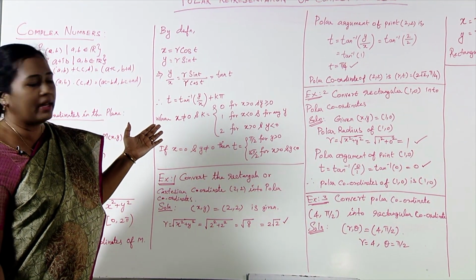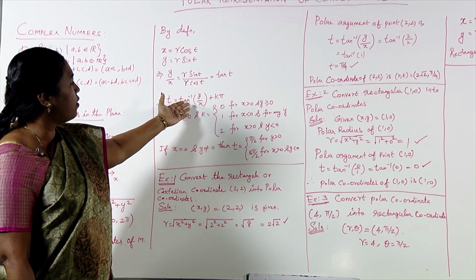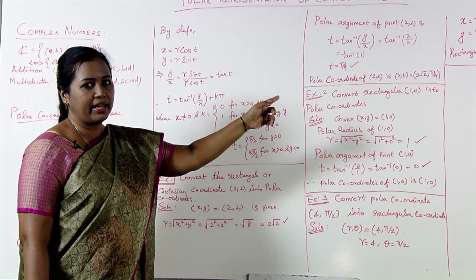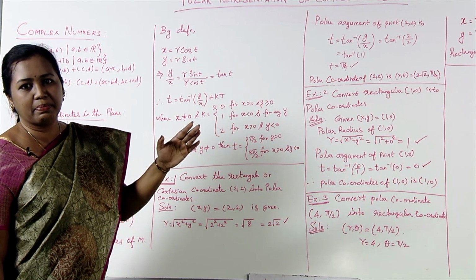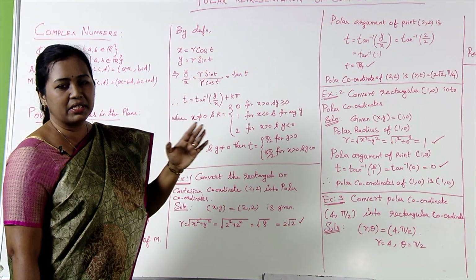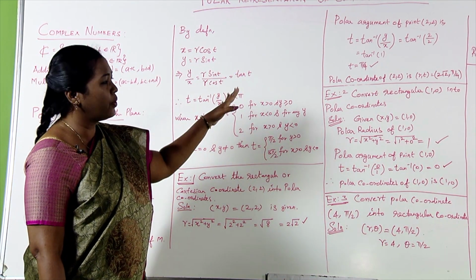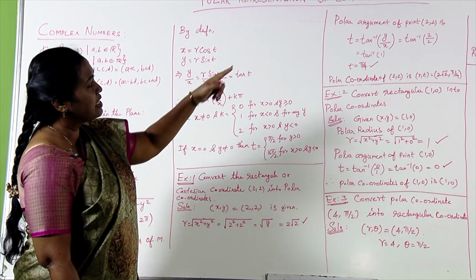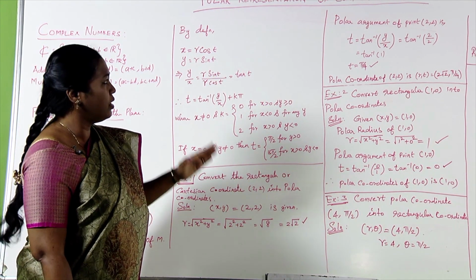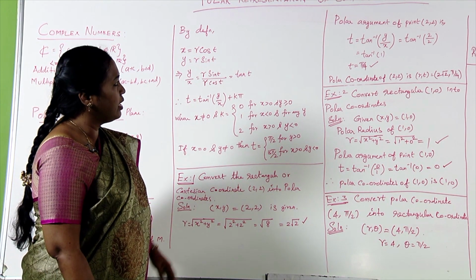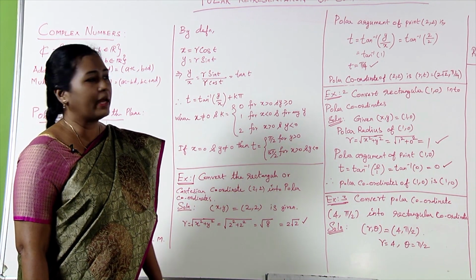we remember the formula, which is t is tan inverse of y by x plus k pi. So, I am going to just apply that there. First of all, let us find the principal argument alone, which is excluding k pi. So, the principal argument is tan inverse of y by x alone, which is tan inverse of 2 by 2, which is tan inverse of 1, and hence t is equal to pi by 4.